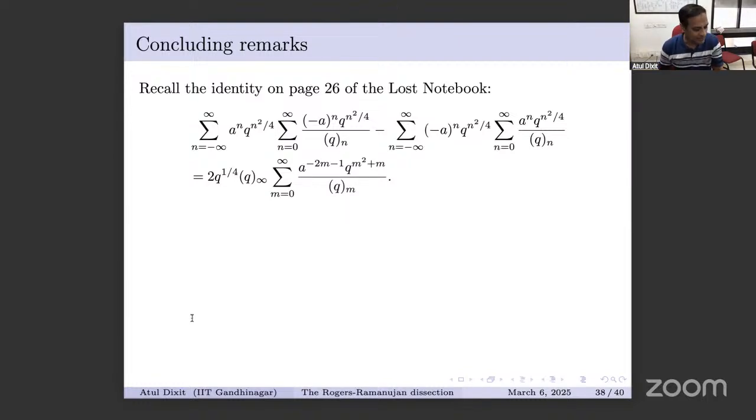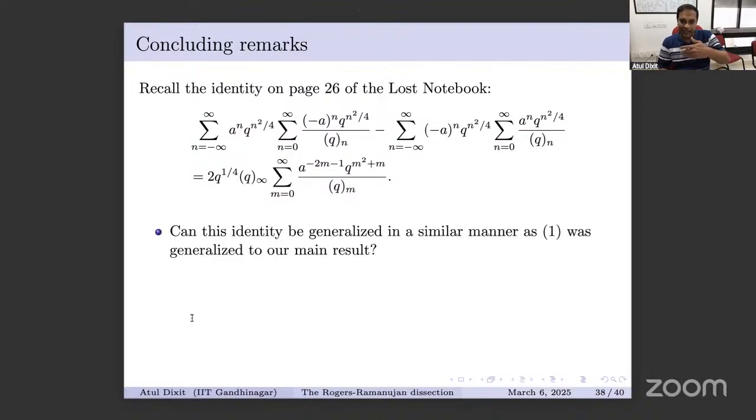Okay, let me also say, I have maybe two to three minutes, I'll finish off. So here is the second identity on page 26 that we also discussed. Can this identity be generalized like our main result? In that, this is also having n square by 4. So can we replace this 4 by 2s, just like we did in our general theorem?